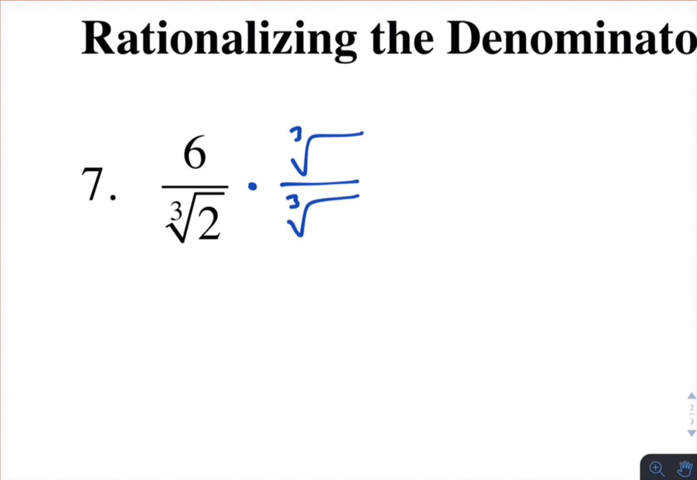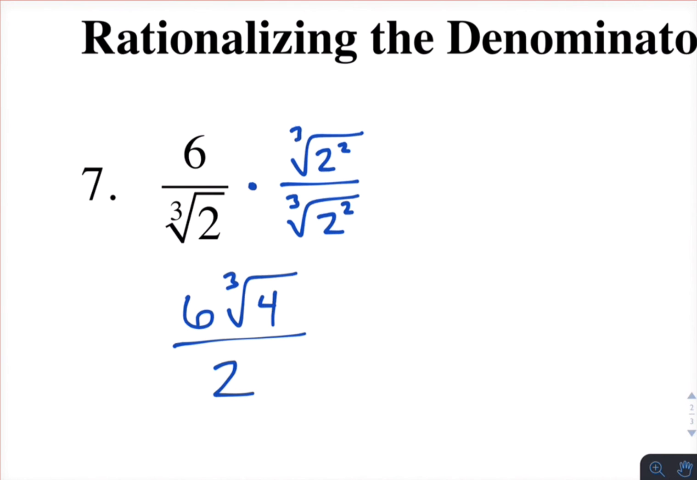So what I actually need is 2 more 2's, right? So it's technically the cube root of 2 squared that I'm multiplying by. So now when I multiply these, it's the cube root of 2 cubed, which is 8, and we know that is 2. So the denominator is 2, and I have 6 cube root of 4 on the top. 6 and the 2 cancel, giving me 3 times the cube root of 4.